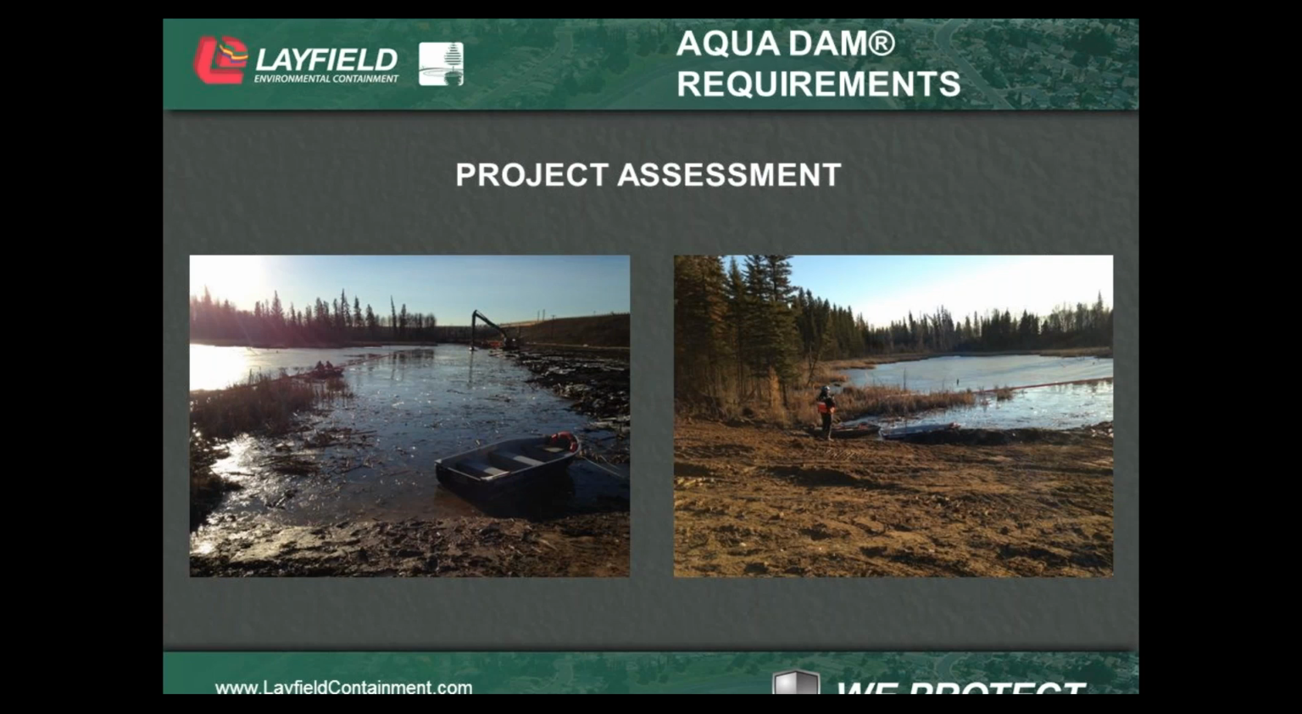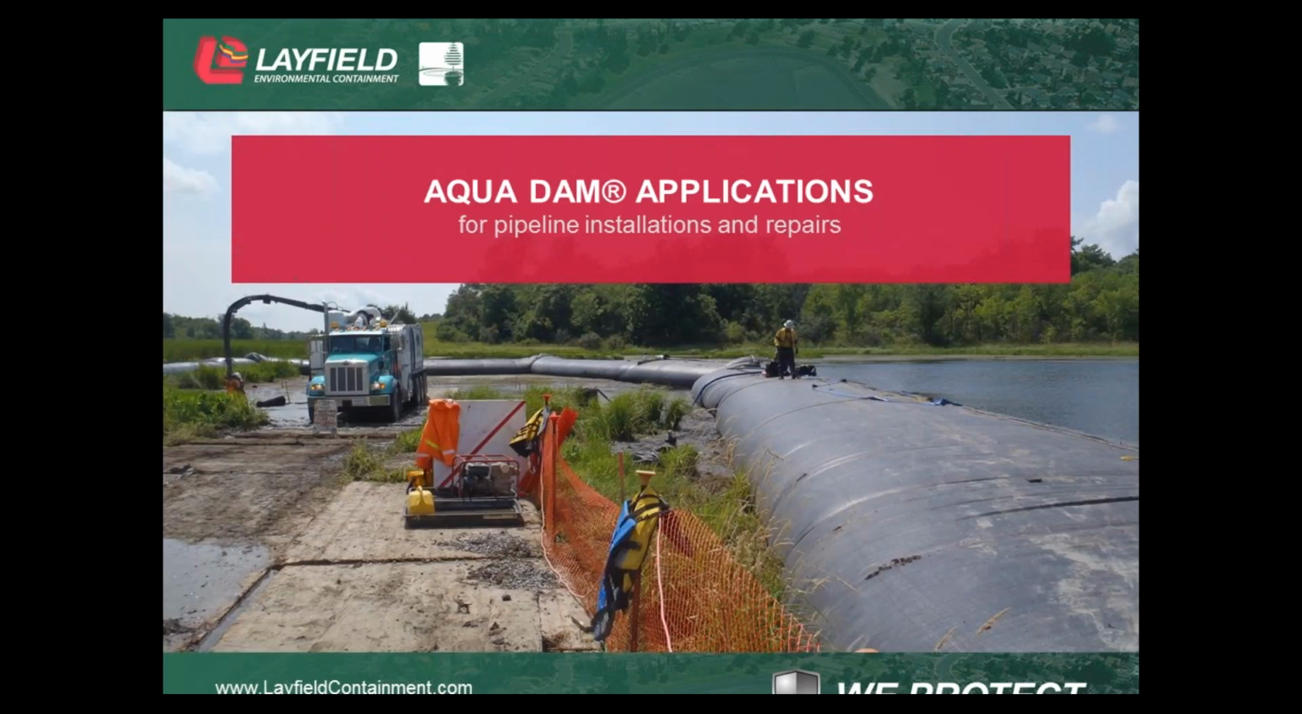On the right, you can see our starting point is cleared off. You've got good elevation change. You've got nice and smooth. So we're going to start our Aqua Dam on the right. We're going to run down into the water. And this Aqua Dam is actually a 10-foot tall by 1,050-foot Aqua Dam. So we're going to go shore to shore 1,050 feet to isolate a pipeline project.